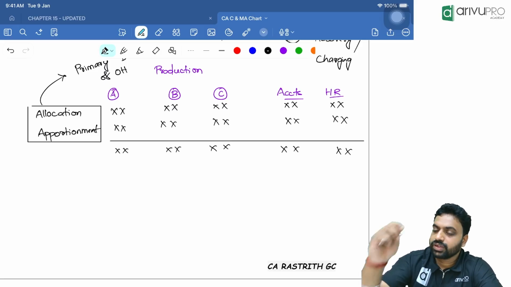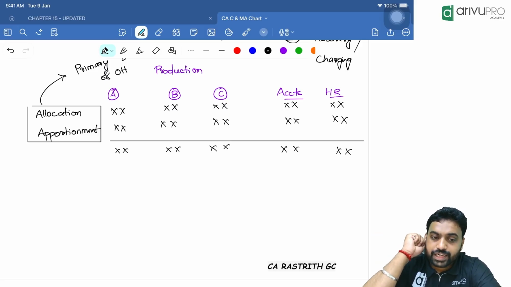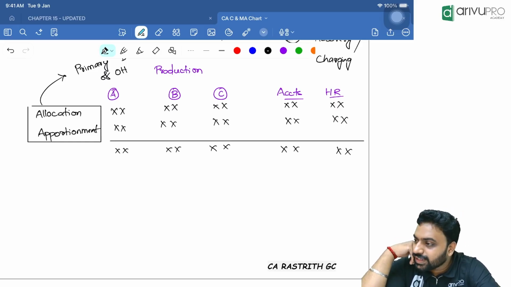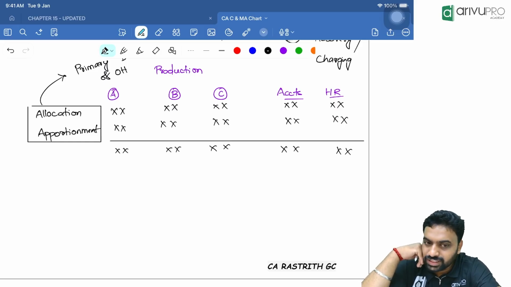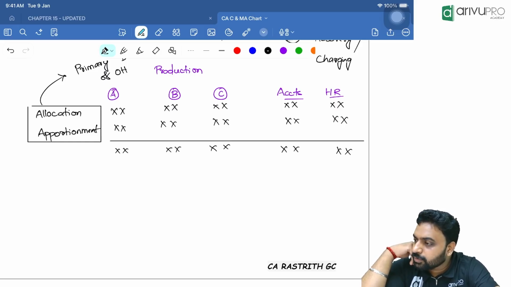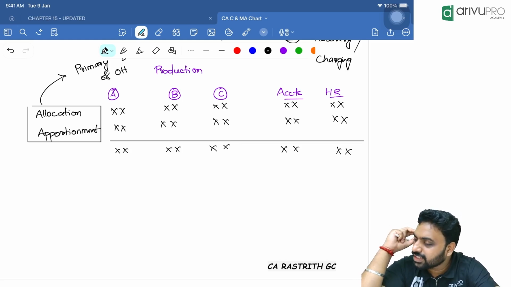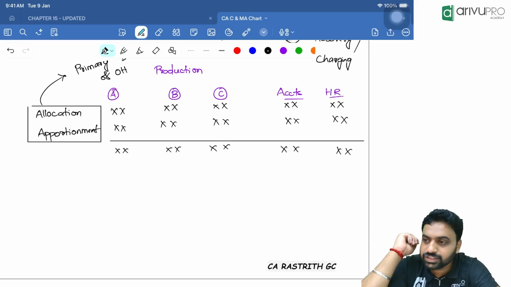Yes or no? Now my question is, overhead of department A will be charged to where? Whatever units are produced under A. Overhead of department B will be charged where? Overall units produced in department B. Overhead of department C will be charged where? Whatever units are produced in department C. Accounts department overhead will be charged where? Absorbed where? Can you charge it to anything in the accounts department? No, because the accounts department is not producing anything. Can you charge anything from the HR department to the product? No, because the HR department is not producing anything.